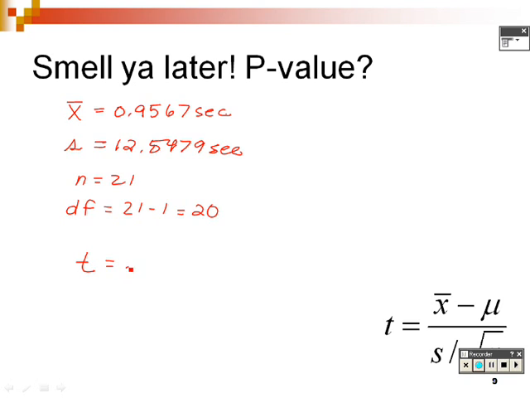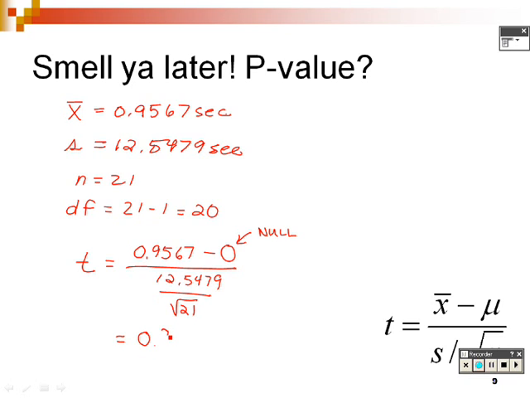So our t is equal to our test statistic, take away the null hypothesis. This is going to be null right here. And the null hypothesis says that there's no difference between scented and unscented, and so the differences will be 0, divided by 12.5479 over the square root of 21. And when you crunch that out, you end up with 0.349 as our t-score.